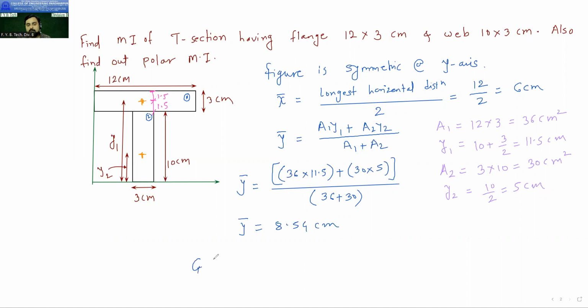So what is your centroid? G x bar y bar, the centroidal position, is G: x bar is 6 centimeter and y bar is 8.54 centimeter. Okay, so half, not half, 1/4 of the job is done. Okay, so now moving to the moment of inertia. So now we will mark the centroid.